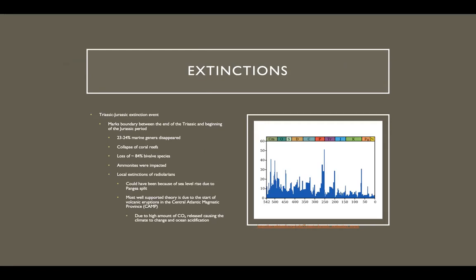due to the start of the volcanic eruptions in the Central Atlantic Magmatic Province, or CAMP, and this would have been due to high amounts of CO2 released, causing the climate to change and the ocean to acidify. So here you can see there were the 5 different extinctions, and this is the Triassic-Jurassic, which is right here. So it's not the largest extinction event, but it did have a significant impact.